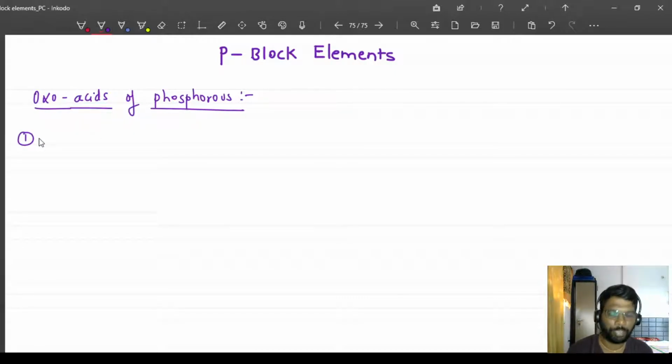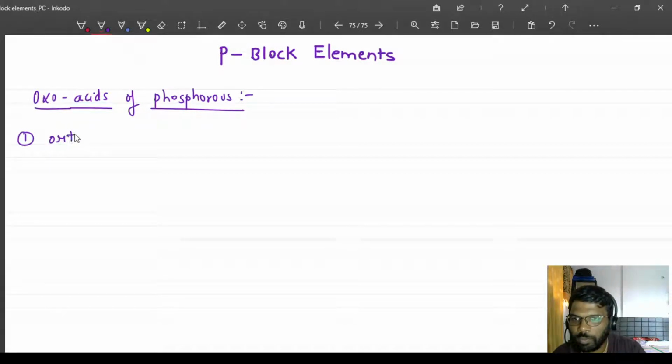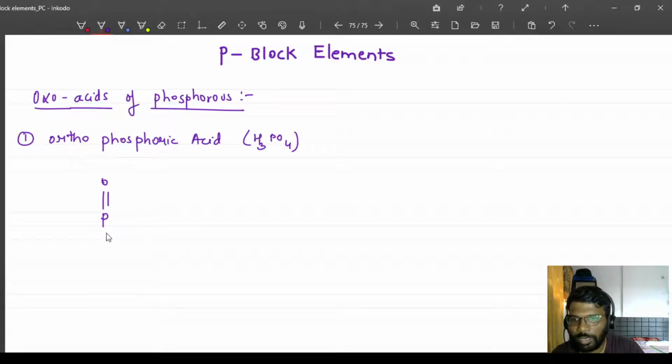Majorly, what we will be studying throughout this lecture is orthophosphoric acid, phosphoric acid. Formula is H3PO4. Structure: I will directly draw the structure. This is phosphorus, one double bonded oxygen, and there are three bonds connected to it: OH, OH, and this is OH.